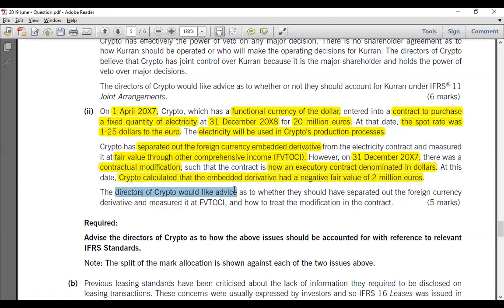The directors of crypto would like advice as to whether they should have separated out foreign currency derivative, the first part of the requirement. Whether they should separate or not, the answer is yes, they should be separating because they are going to be dealt in two different accounting standards. And measured it at fair value through OCI. And is measuring at fair value through OCI correct? No, that's wrong. And how to treat modification in the contract? So modification is a change in an estimate. So we should be treating this prospectively. So there are three questions asked by the examiner in this.